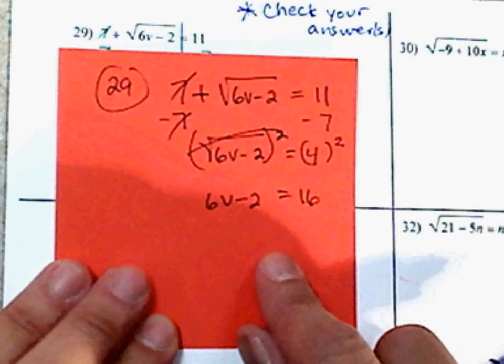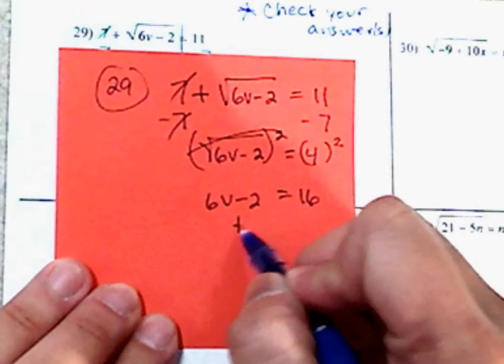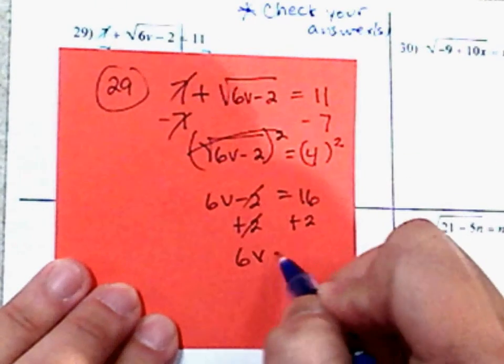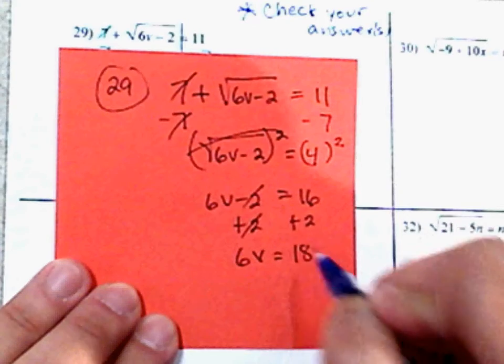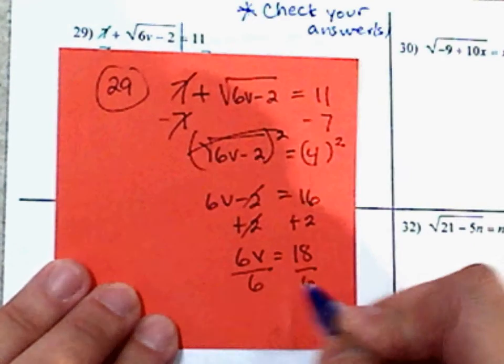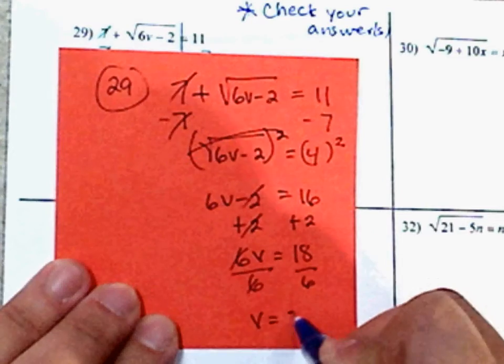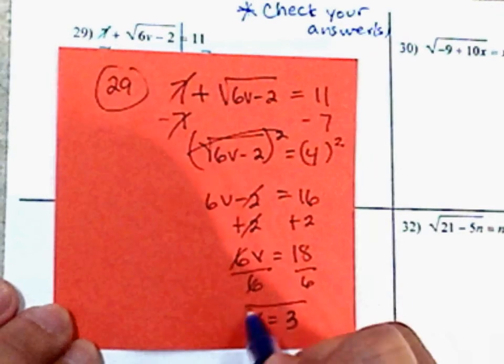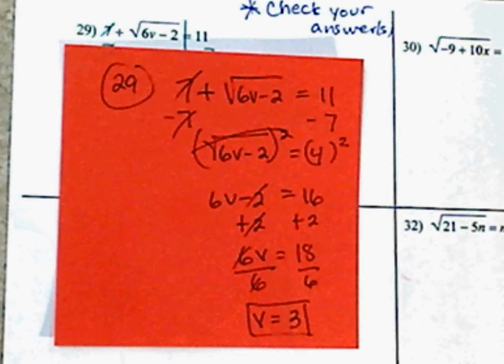This is something you guys are familiar with. Add 2 to both sides. That cancels. So 6v is equal to 18. Divide by 6 because you're multiplying there. So v is equal to 3. Okay? And that is your answer. Whenever you get an answer, make sure you check your work.